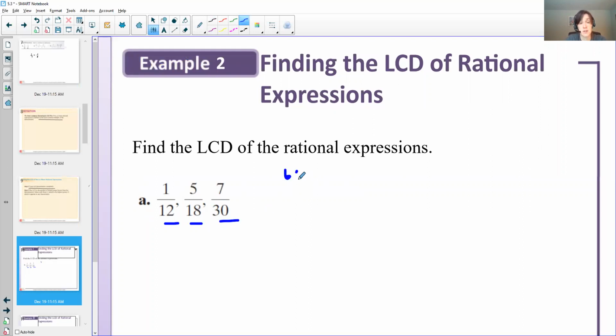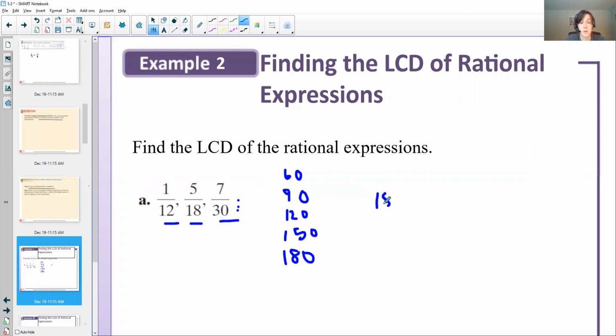Well, I could use 60, but 18 doesn't go into 60. I really have to count by the biggest number, right? Count by 30s. Could 90 work? Well, it would work for 30, but not anything else. 120 would work for 30 and 12, but not 18. 150 only works for 30. 180 would work for 30, would work for 18, would work for 12.